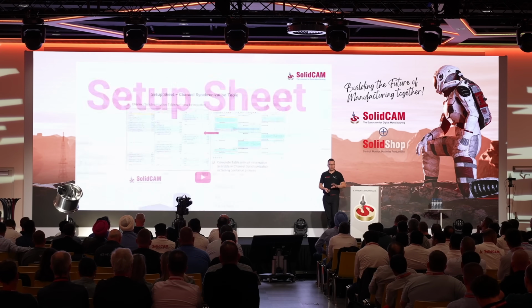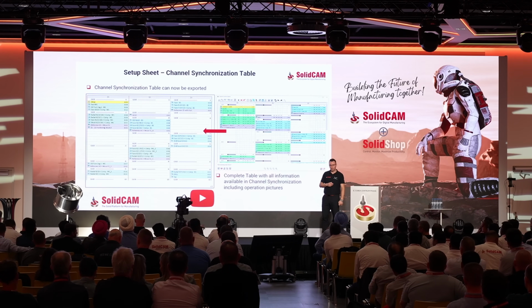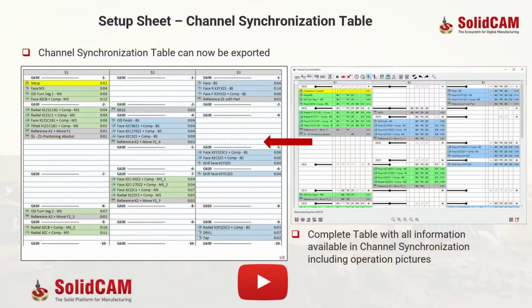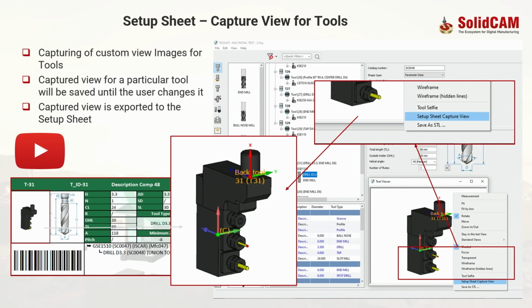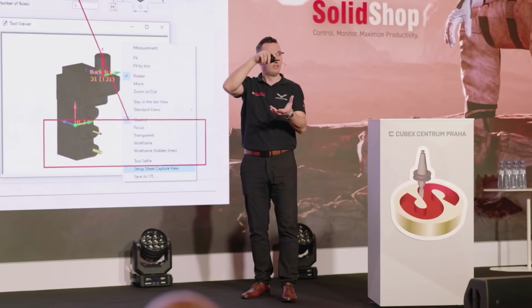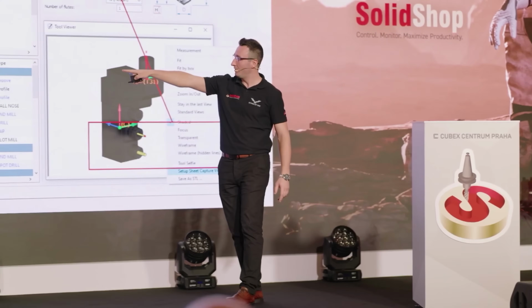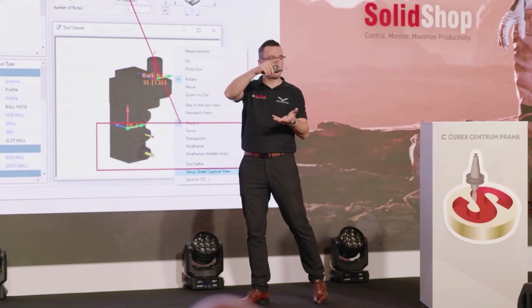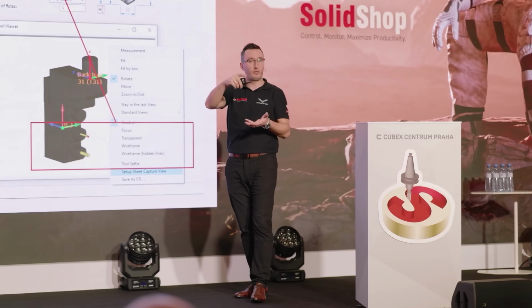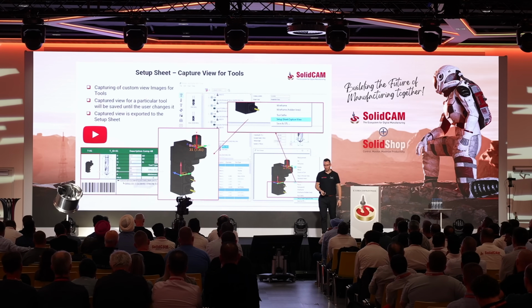Setup sheet, a lot of improvements. I spoke in my previous presentation that now we can export all the data from channel synchronization. But there is something more. We can also export the data of the holders, also custom images. Here you can see the setup sheet capture view. For any view that you capture, there is a right click in the machine preview. You hit that button, and when you export it, you will see exactly the same angle, the same picture that you take from the machine preview. So great improvements in that.